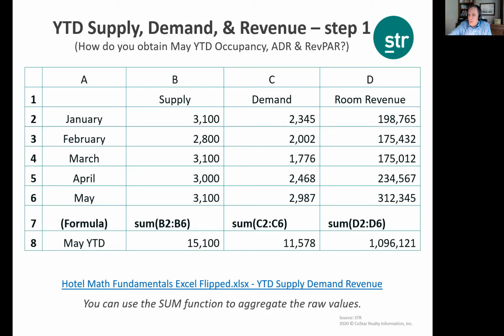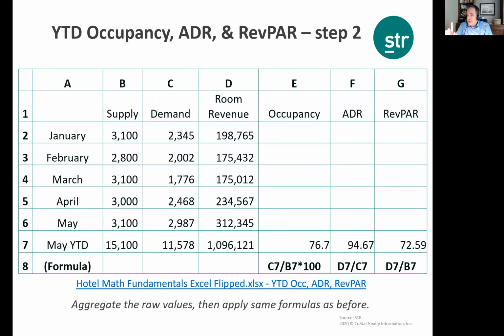Now in Excel, we can do that with a sum function, and you see that in row 7, sum of B2 through B6. And we sum up the supply, and that's displayed in row 8, 15,100. We use that same sum function to aggregate the demand, 11,578, and we use the same sum function to aggregate the revenue, 1,096,121. So step 1, we aggregate the data. Now, step 2, we have that aggregated data in row 7, May year-to-date, and now what do we do?